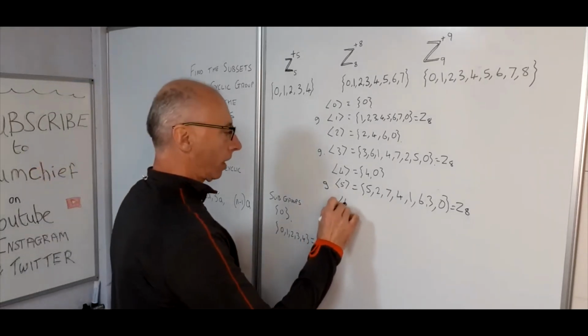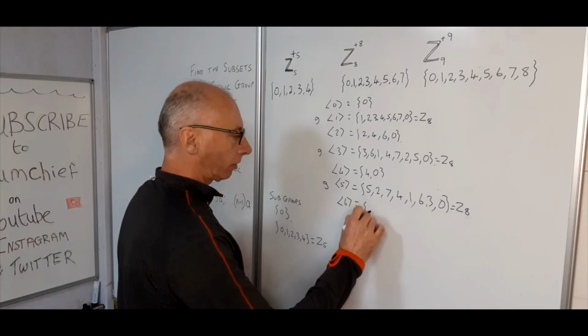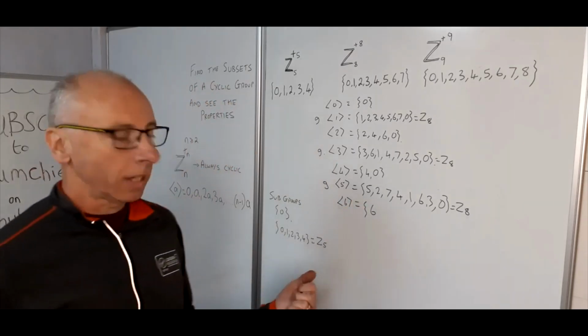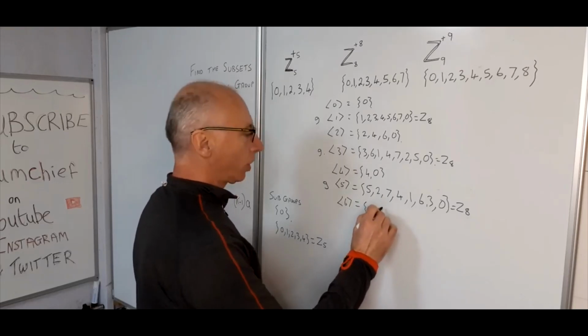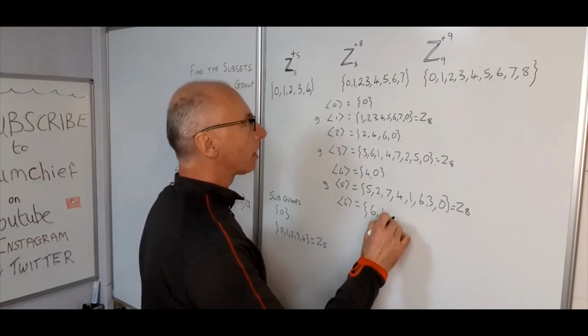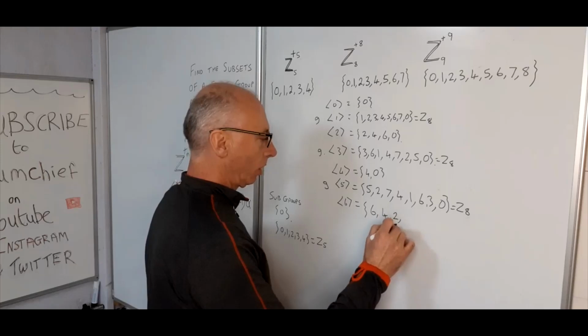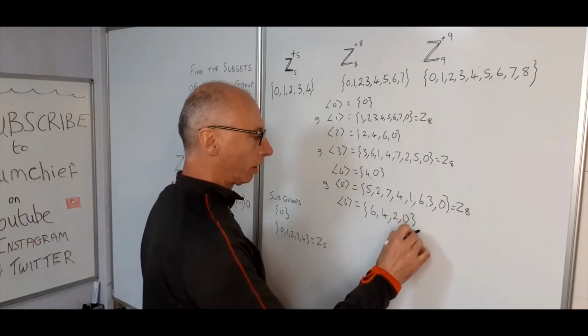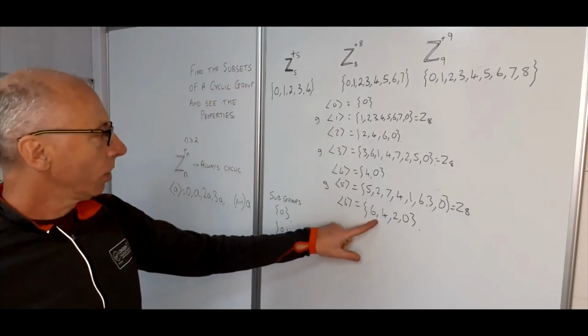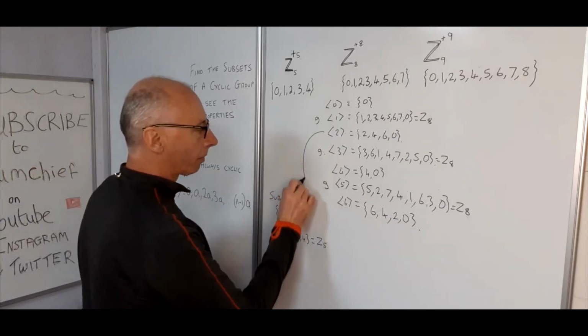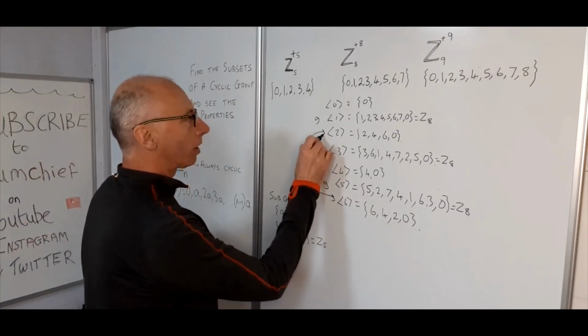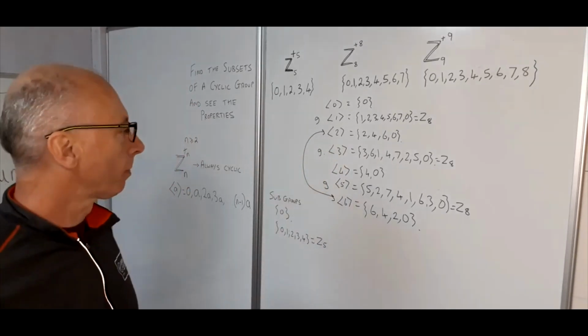Okay, let's try 6, just 6 and 7 left. So keep adding 6 modulus 8. 6 plus 6 is 12, which gives 4. 4 plus 6 is 10, which gives 2. 2 plus 6 is 8, which yields 0. So that's another subgroup. 2 and 6 here are the same. So let's see if there's any link between those two.